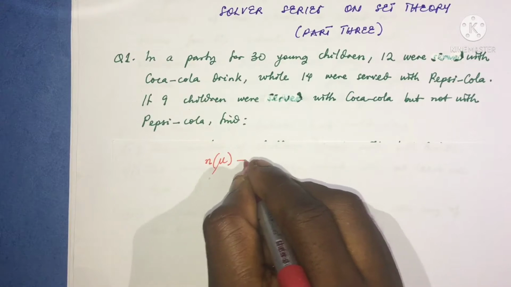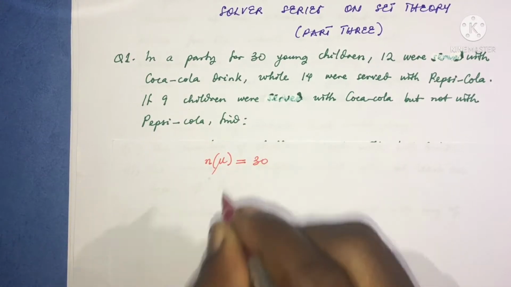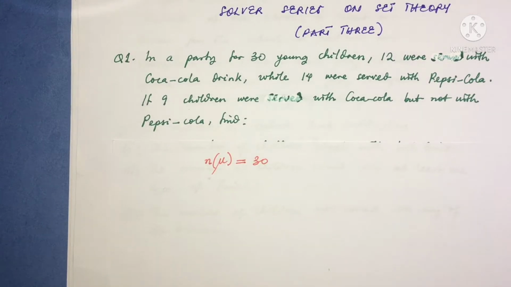that means the universal set has been given to you. The cardinality of the universal set has been given to you as 30. Now remember, our definition of the universal set defines the universal set as the largest set under consideration. So the largest set of children considered were the 30 children who attended that party.